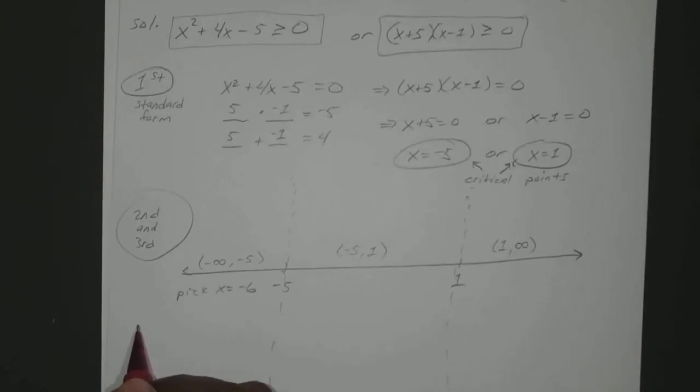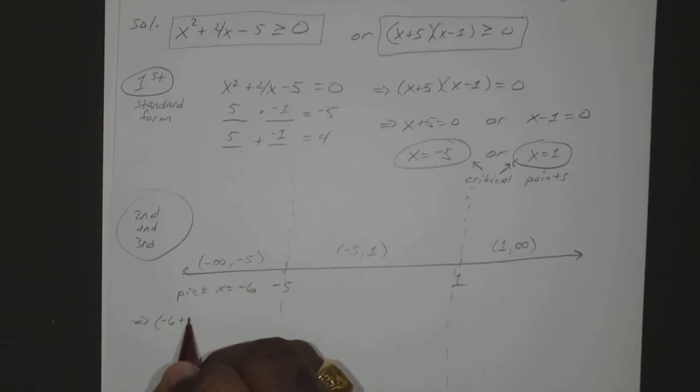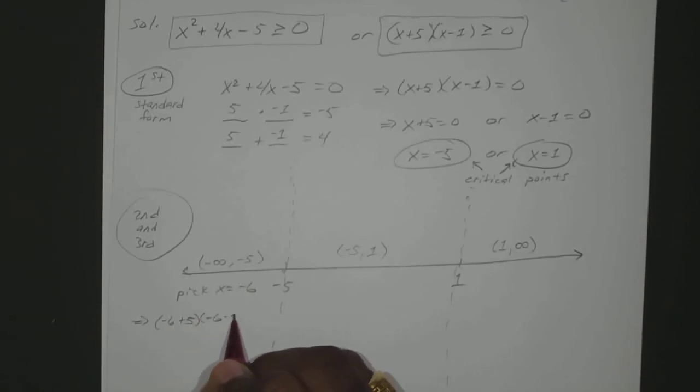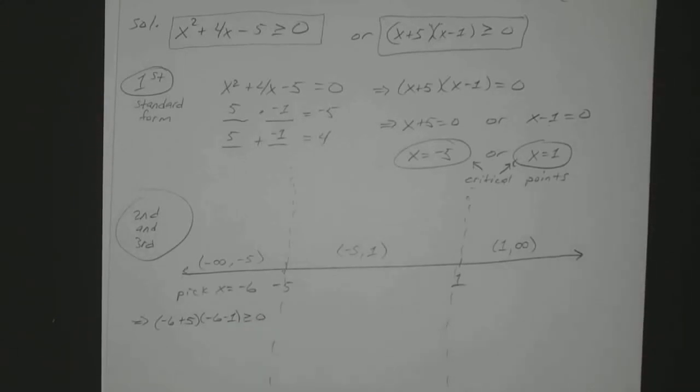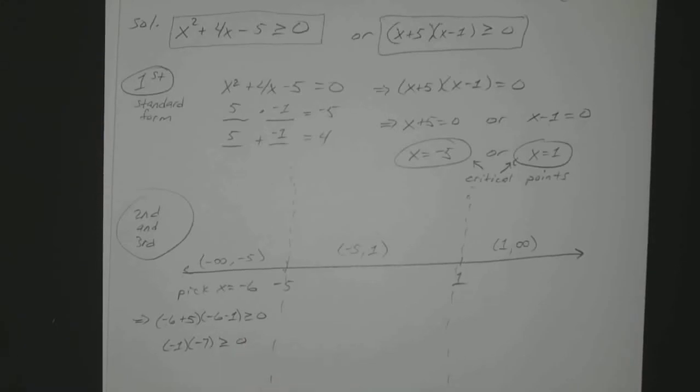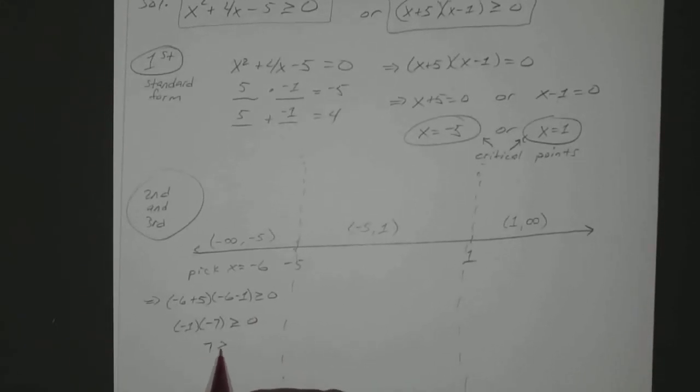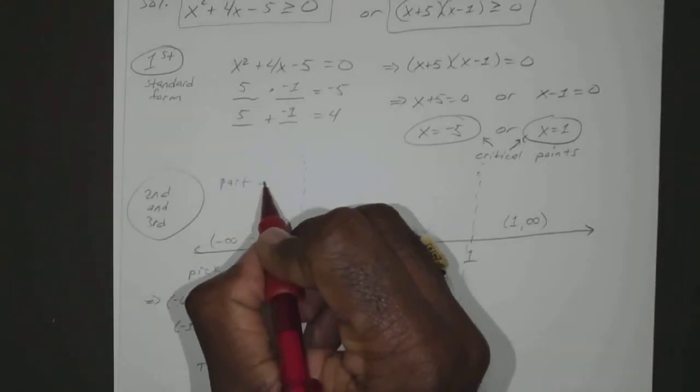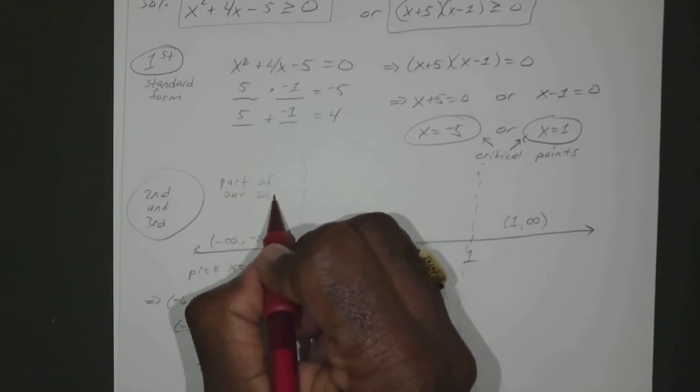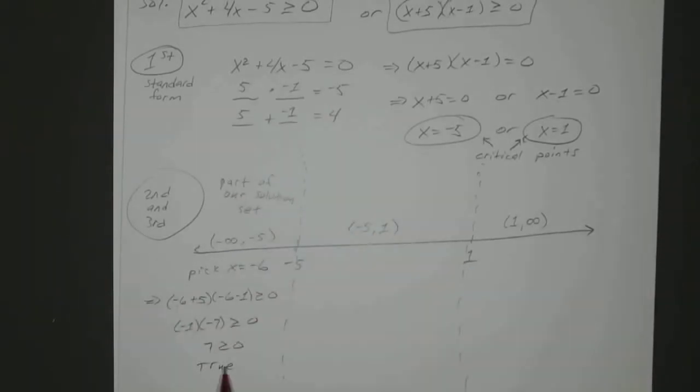If we plug that in, if we have negative 6 plus 5 times negative 6 minus 1 is greater than or equal to 0, you have negative 1 times negative 7 is greater than or equal to 0, or 7 is greater than or equal to 0, which is true. So if it's true, that means this is part of our solution set. So we keep that one.